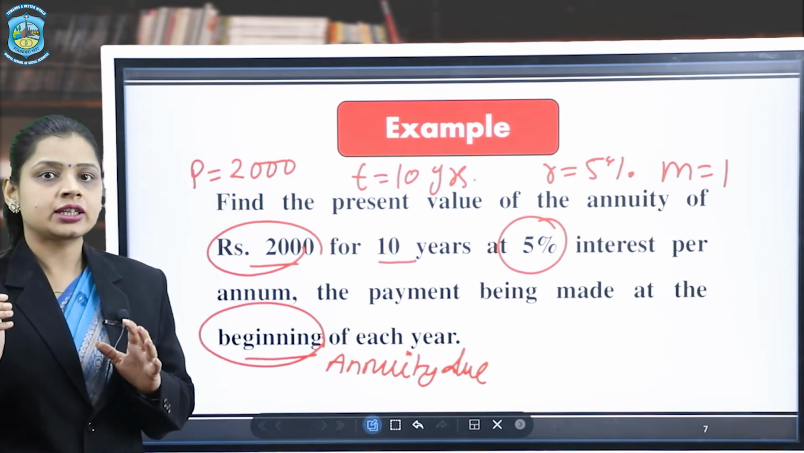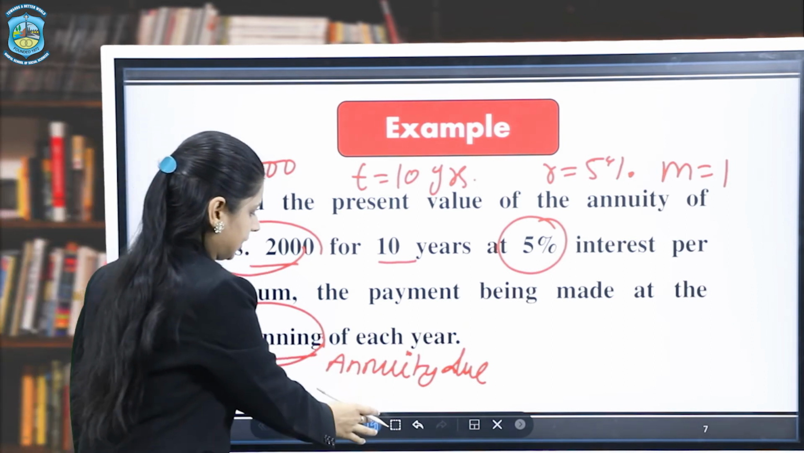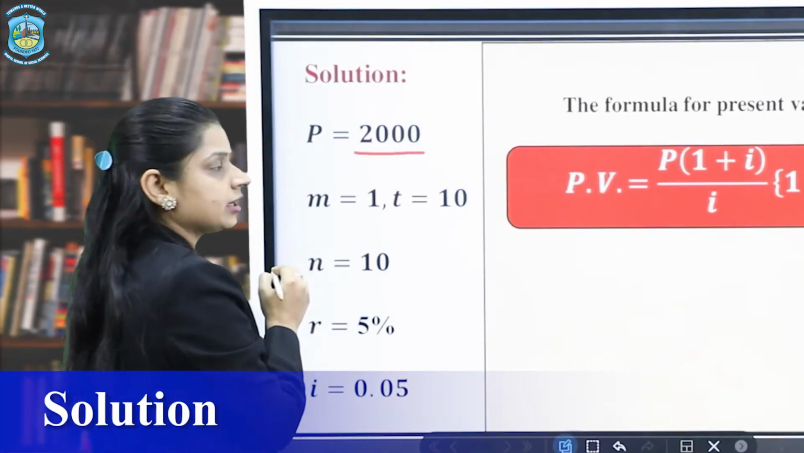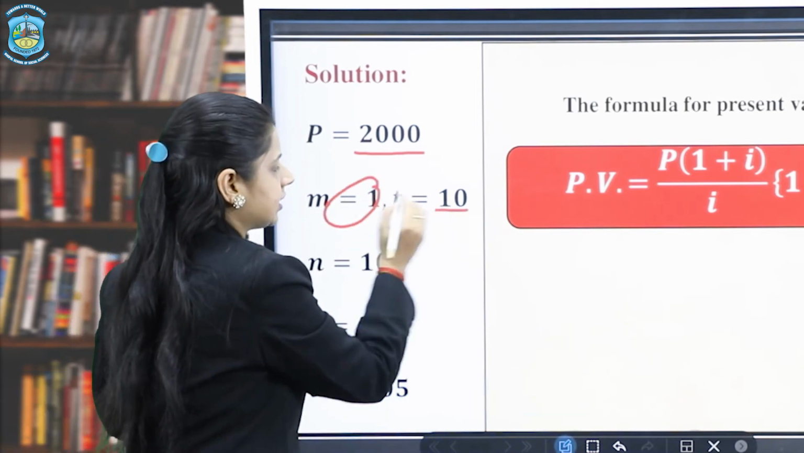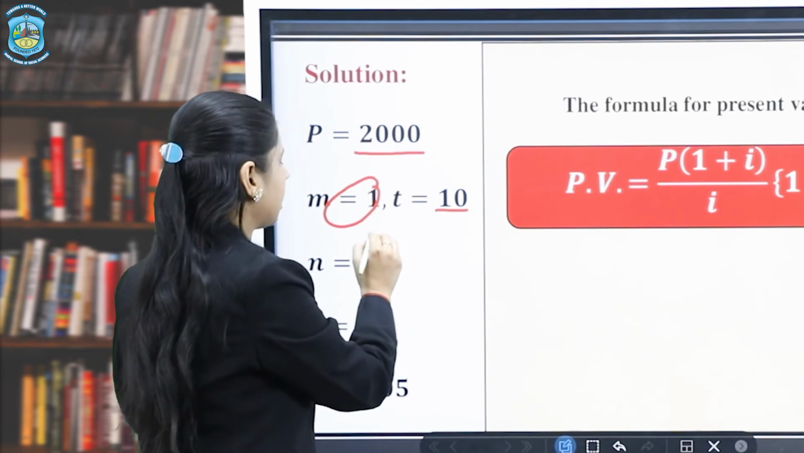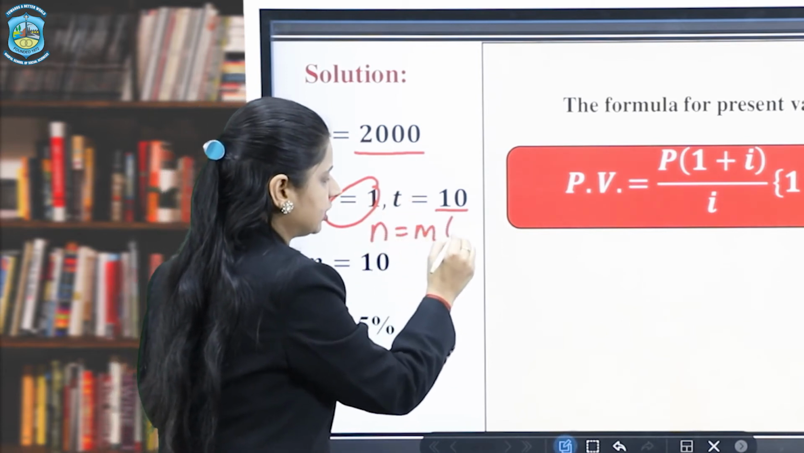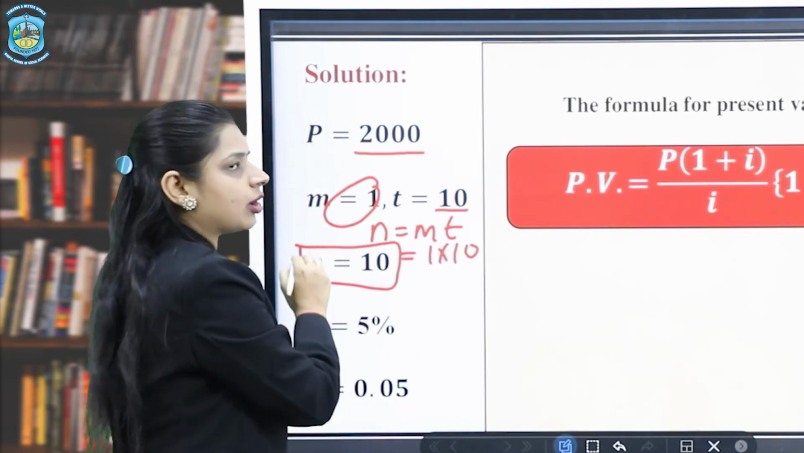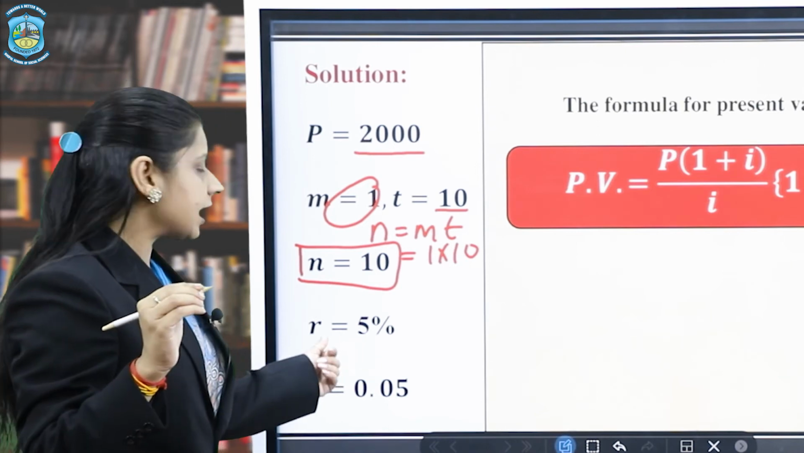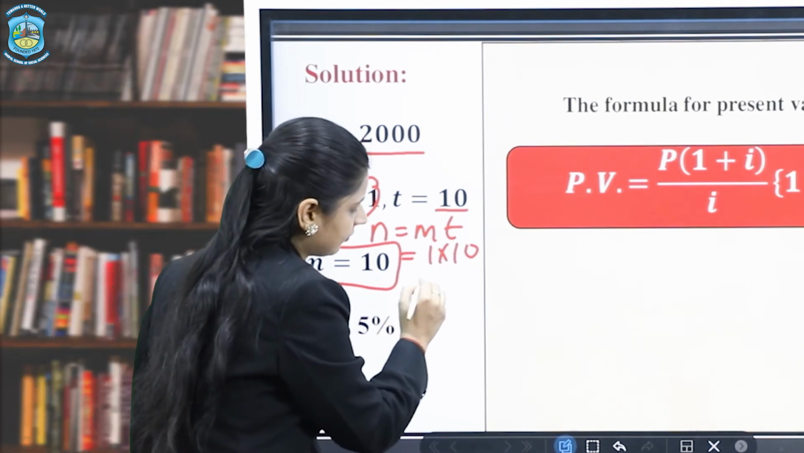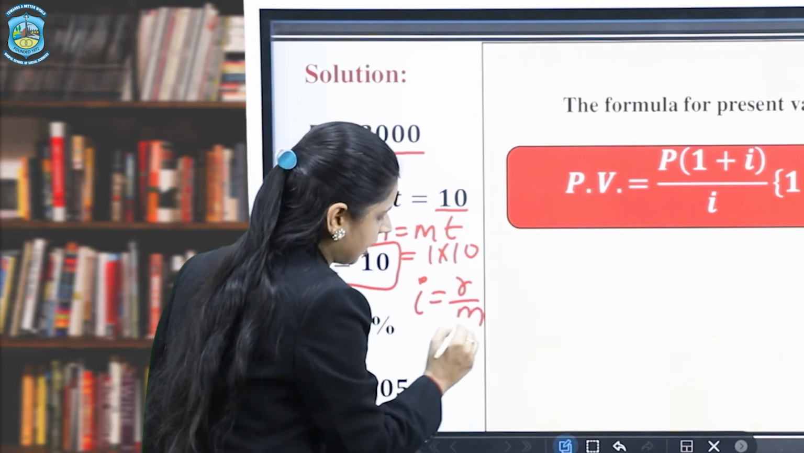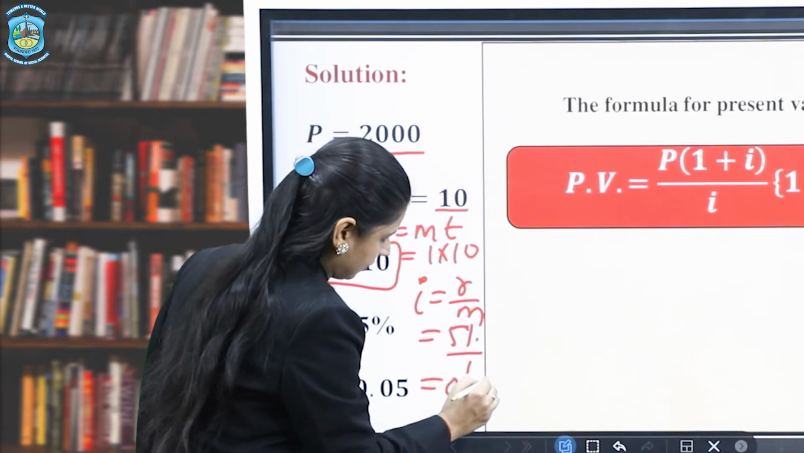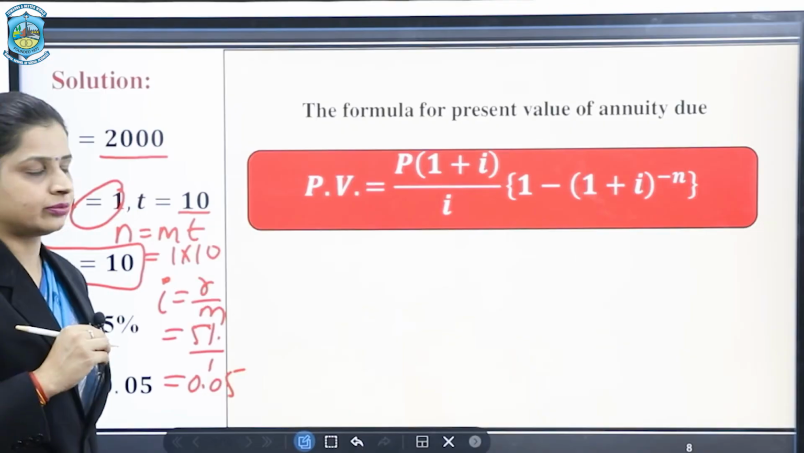Now we'll calculate present value in this case. For this example, we get P 2000, M 1, T 10. Then we use the formula N is equal to MT. So we get 1 into 10. That's why the value of N is 10. R is 5%. We use the formula I is equal to R by M. So it is 5% by 1. So the value of I is 0.05.